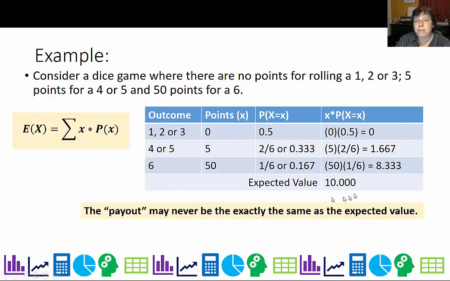Now the payout will probably never be 10. You never get exactly 10 points on any one turn. But if you average many turns, you would expect to average 10.